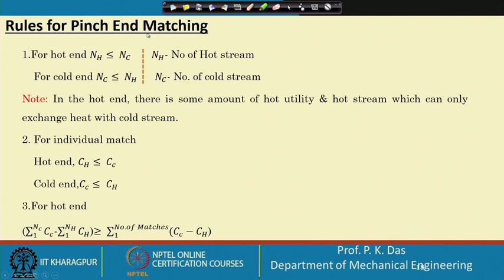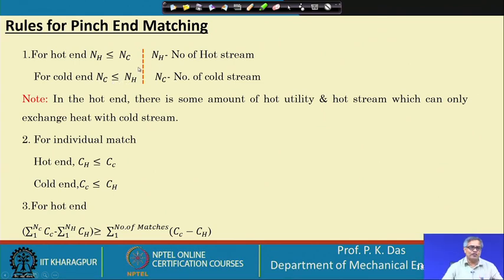So, rules for pinch end matching. For the hot end, the number of hot streams should be less than the number of cold streams. And for the cold end, the number of cold streams should be equal to or less than the number of hot streams. This is very important, and why is it so? At the hot end, we cannot use any cold utility. So, all the hot streams are to be cooled with the help of cold streams only. So, the number of hot streams should not be less than cold streams, and the same holds good for the cold end.